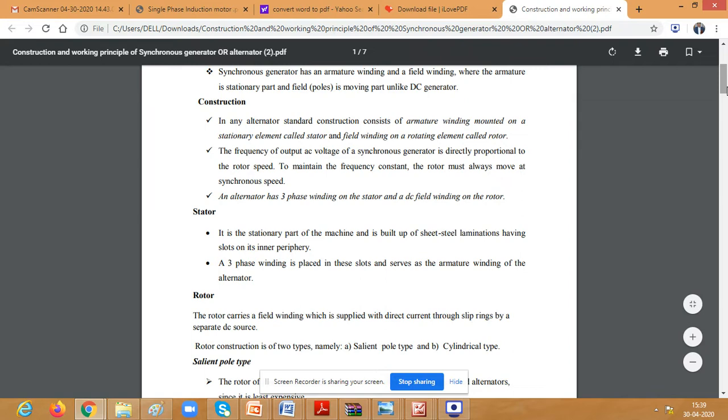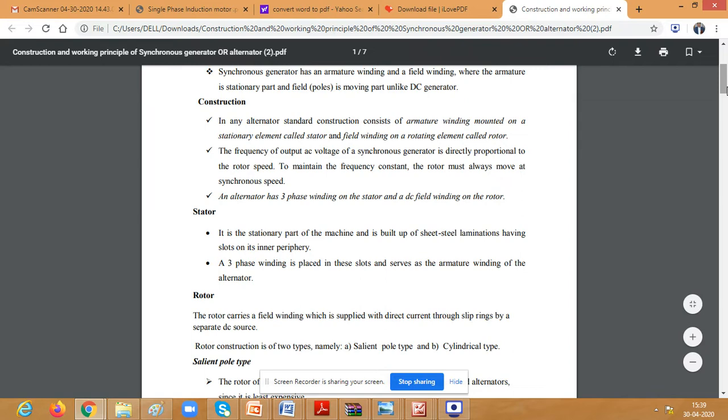So those are the reasons why we put our armature at the stator, and our field winding at the rotor, because for the field winding we give around 300 volt to 500 volt, and that can be very easily given by two brushes. So that's the reason the field winding is put on the rotor, and the armature winding is put in the stator. The frequency of the output AC voltage of the synchronous generator is directly proportional to the rotor speed.